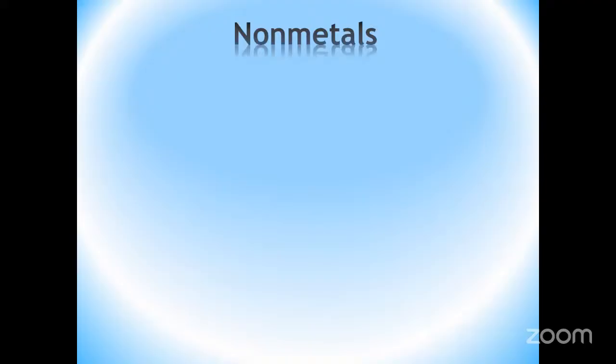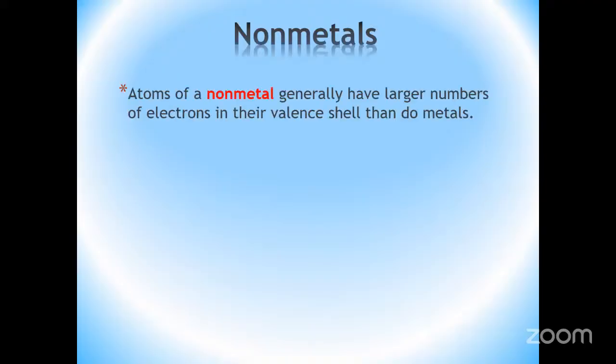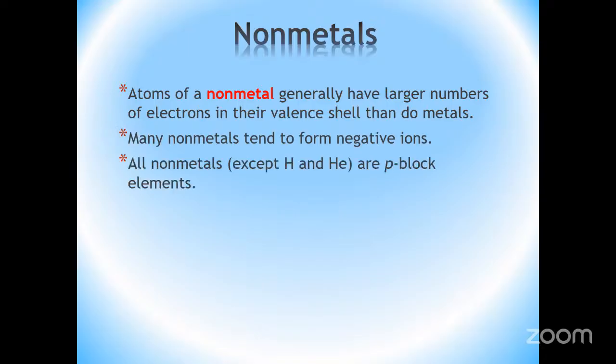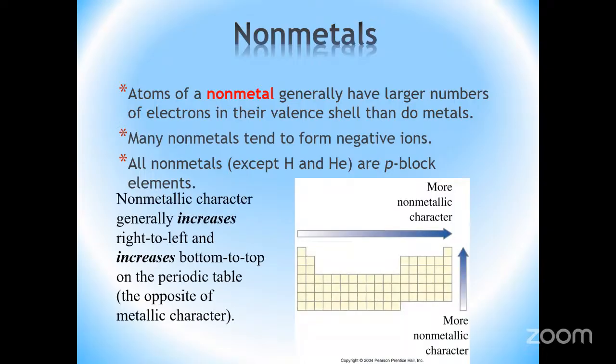When it comes to nonmetals, they tend to gain electrons to form negative ions. All nonmetals, excepting hydrogen and helium, are P block elements. The non-metallic character of elements is basically the opposite of metallic character. In other words, going from left to right and going from bottom to top of any group, the non-metallic character increases. That's the trend as far as non-metallic character is concerned.